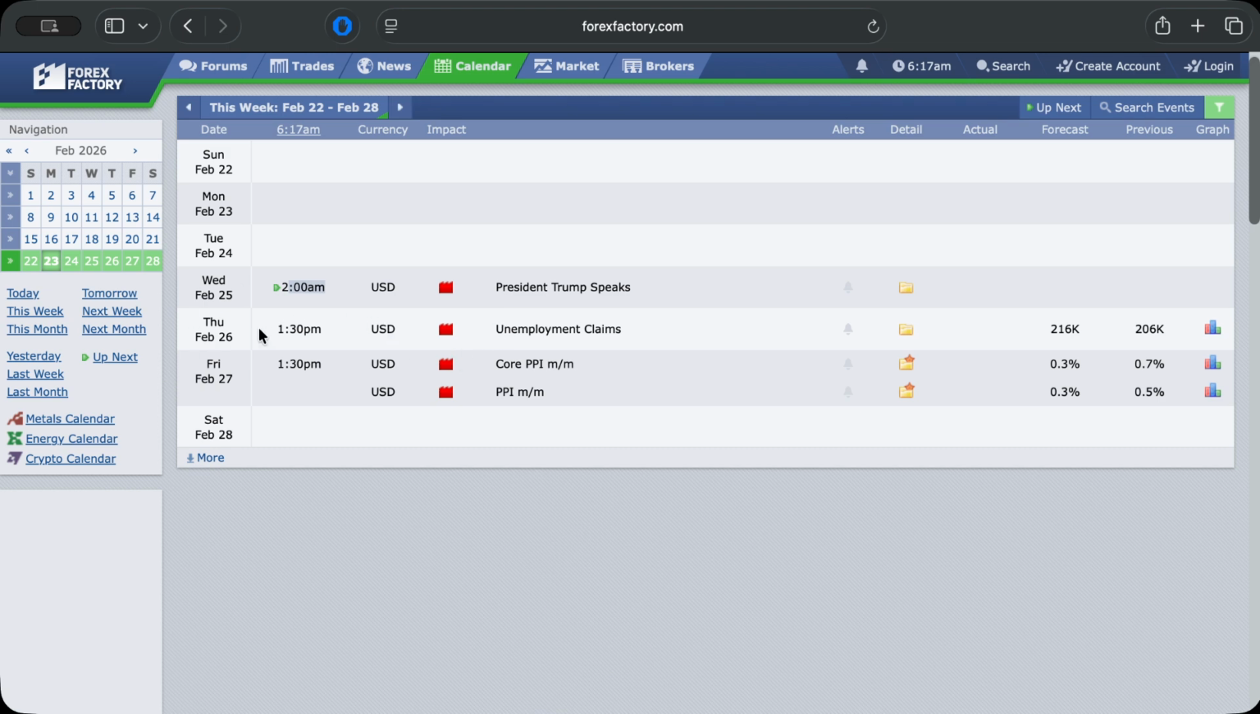And then on Thursday, we have unemployment claims, 130, and then we have core PPI. So pretty much whatever speech will be made might be the driver for the day or for the rest of the week. Otherwise, we may see a bit of impulse or volatile movement on Thursday into Friday. So this week there's not much news going on.